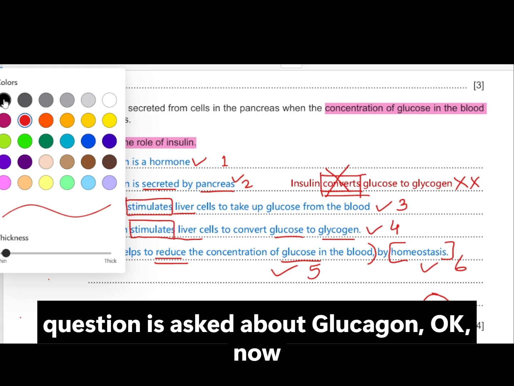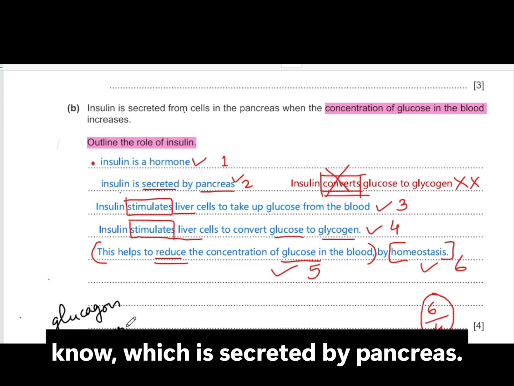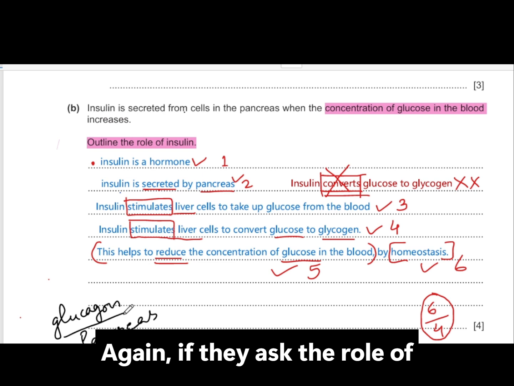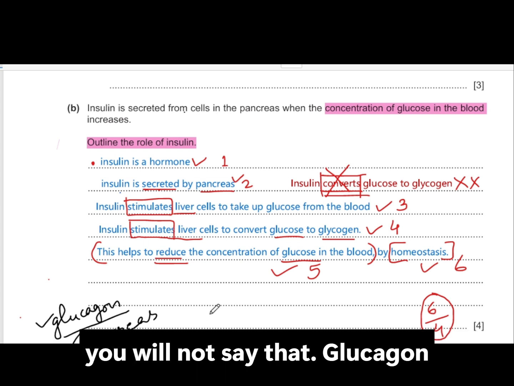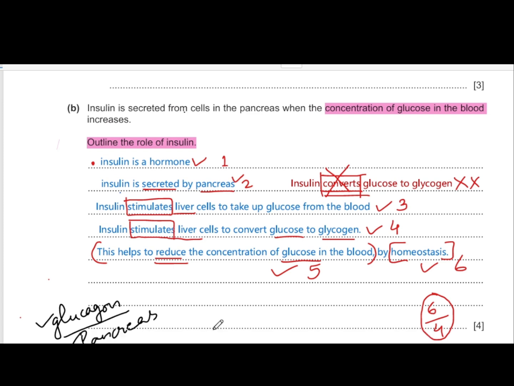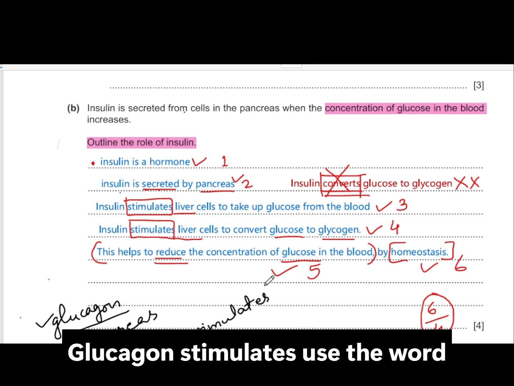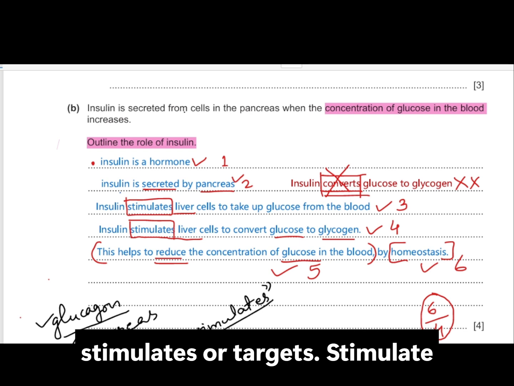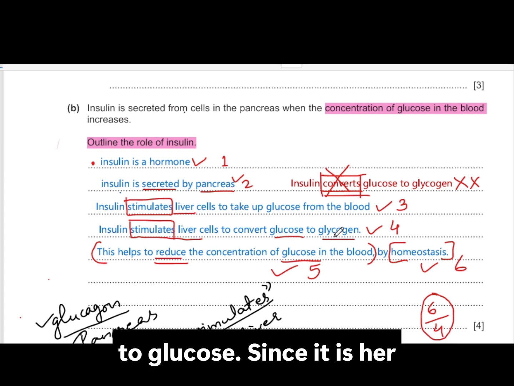If a similar question is asked about glucagon, now let's see how you will write about glucagon. Glucagon is another hormone which is secreted by pancreas. Again, if they ask the role of glucagon, first you will say glucagon is a hormone secreted by pancreas. Third, you will not say that glucagon converts glycogen to glucose. Instead, what you will say? Glucagon stimulates, use the word stimulates or targets, stimulates the liver cells to convert glycogen to glucose.